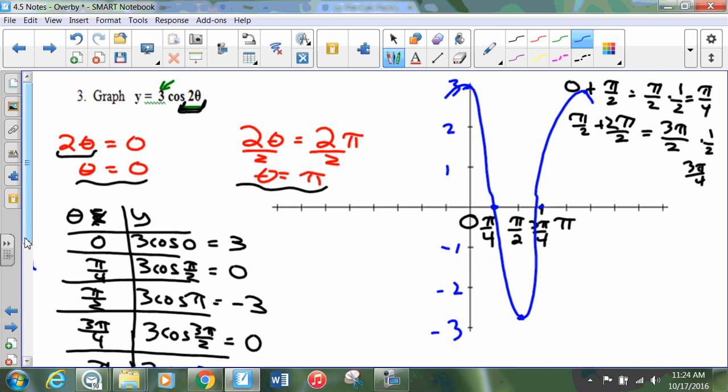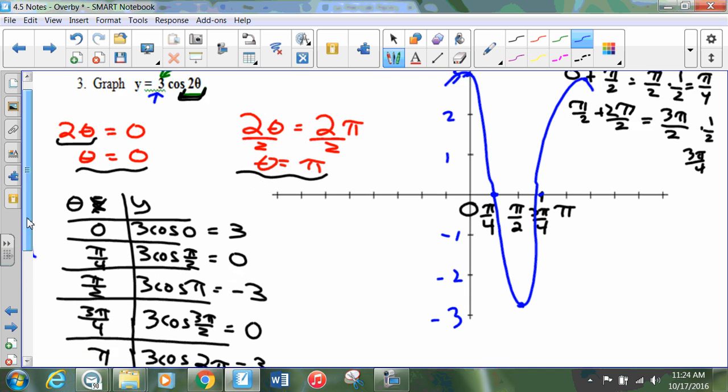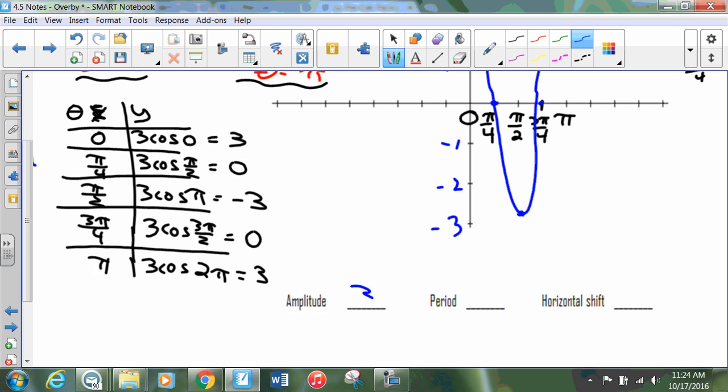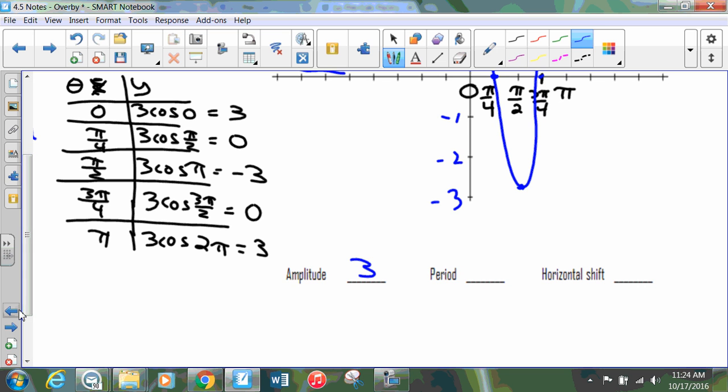All right, so let's finish this. The amplitude, once again, that is our 3 that comes before our cosine. Our period, once again, there are 2 ways we could do it. We could see from here that it started at 0 and it ended at pi, so then our period's pi, or we could take the number that's in front of the angle and divide that into pi, so we get that the period is pi. Isn't that cool? There's 2 different ways that you can find that, but I want you to understand both of them. So the period is pi.